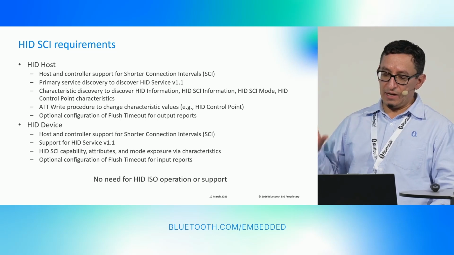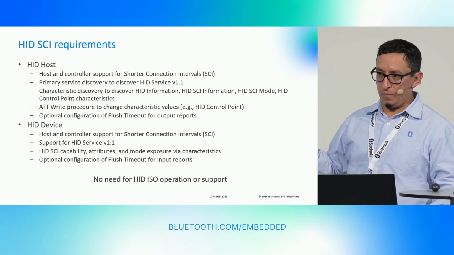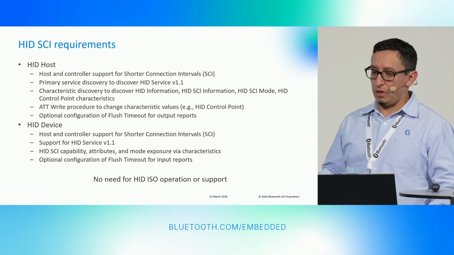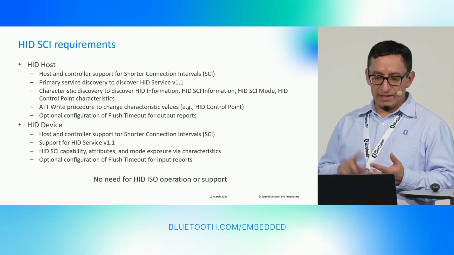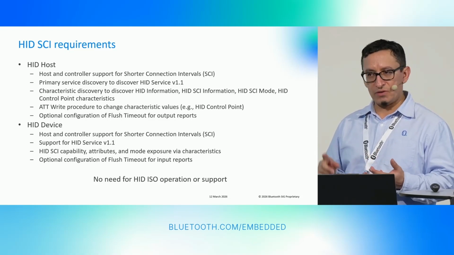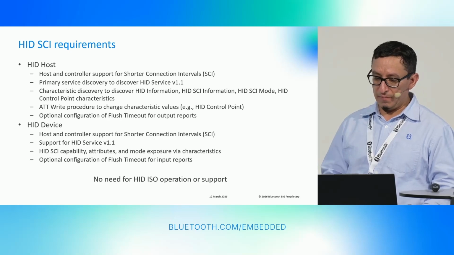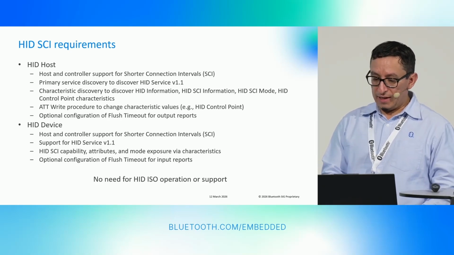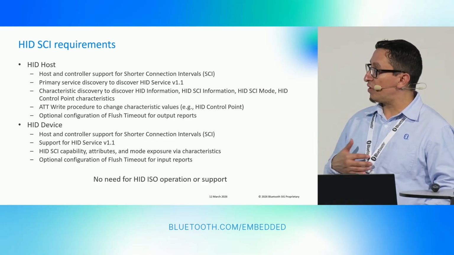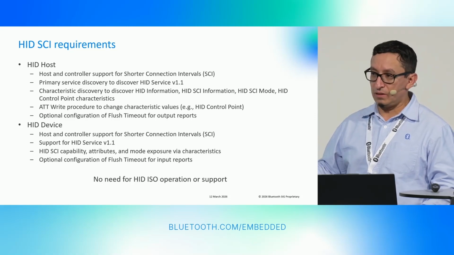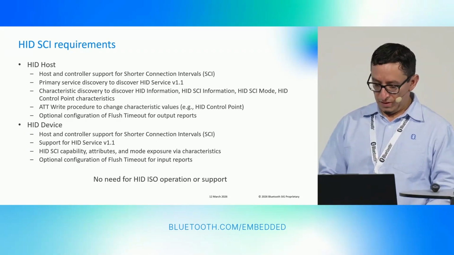Note that in comparison with HID ISO, HID SCI doesn't work with isochronous channels, doesn't require a new packet structure, new protocol, or new sequence number management at the application layer level, like HID ISO does. And HID SCI doesn't require HID ISO operation or support. It just runs on its own.